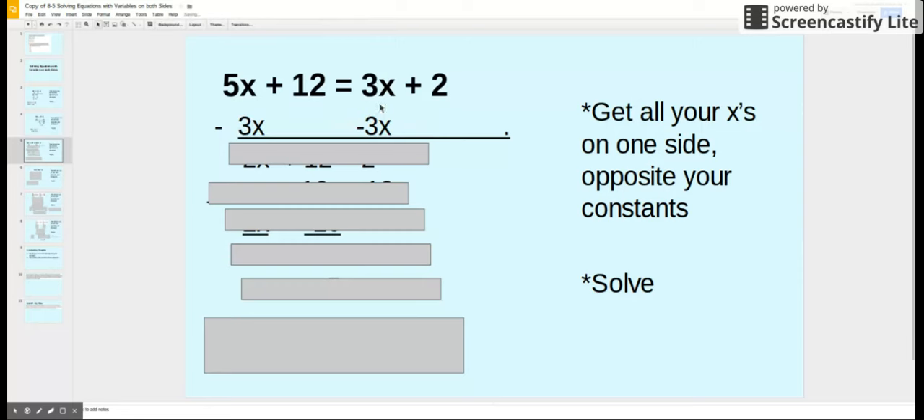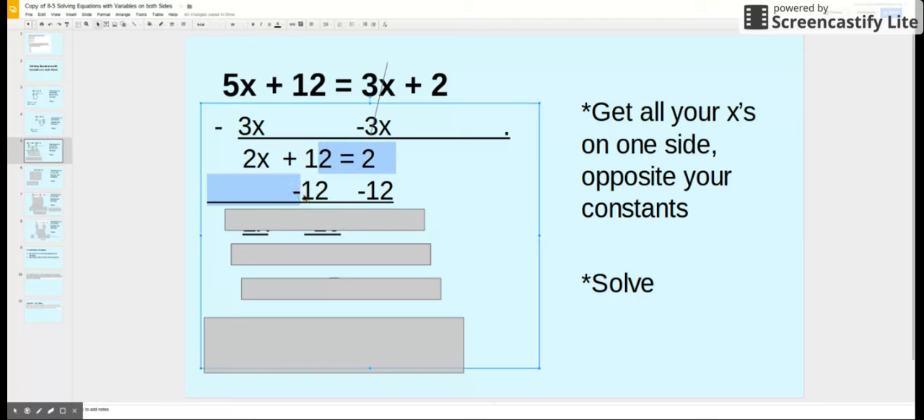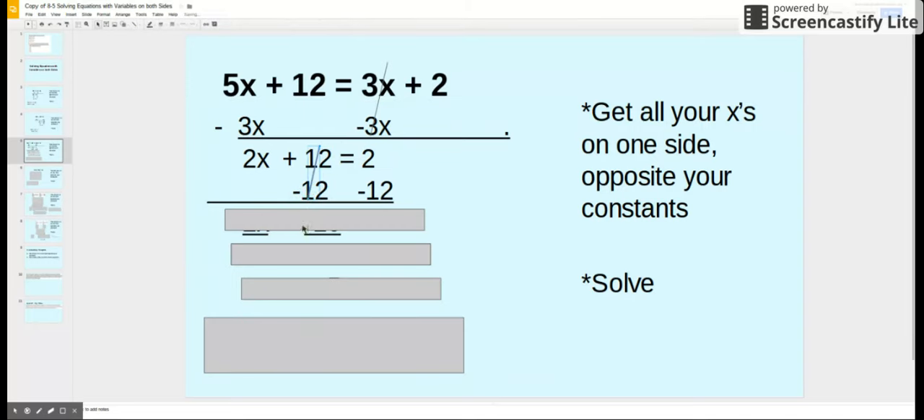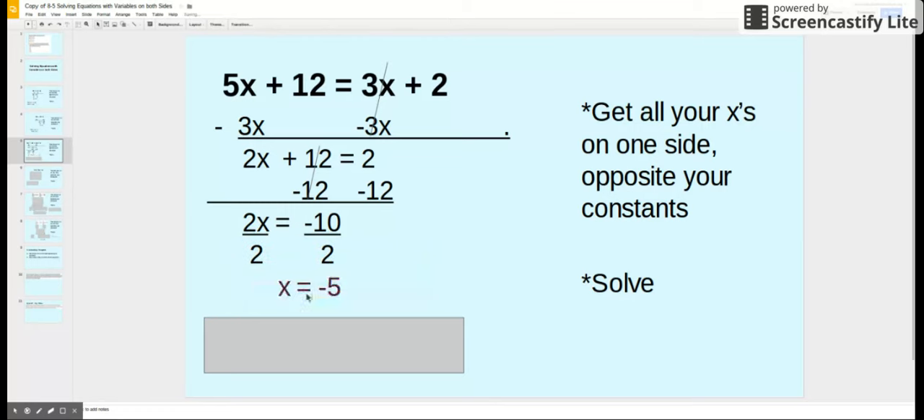So I'm going to get rid of this 3x by subtracting 3x on both sides. 3x minus 3x gets me 0. I'm left with 2 on the right. And here I'm left with 2x plus 12 is equal to 2. Now here we all know how to solve this equation, right? You just undo the addition or subtraction first. So 12 minus 12 is just going to get me 0, right? So my 12s here cancel out. And then you're left with 2x is equal to negative 10. Divide both sides by 2, and you get x to be negative 5.